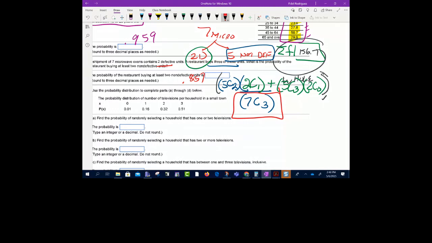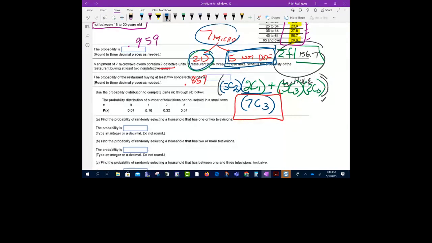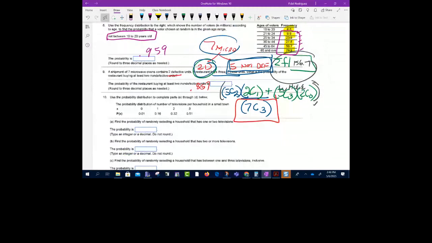Now remember, we have a total of 7 microwaves. 2 of them are defective. That means 5 are not, right? So when it says find the probability of getting at least 2 non-defective, that means out of these 5, we can get 2 of them, and then the other one, because we're going to have 3, comes from that group. Or at least 2 non-defective means actually all 3 of them can be non-defective. So out of these 5, we're going to pick all 3 of them from there. So out of these 2, we don't pick any. Hopefully that makes a little bit more sense.